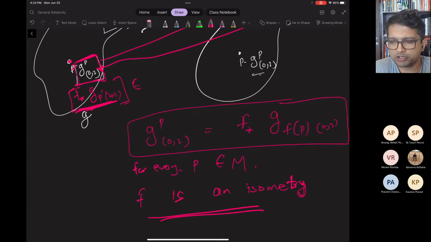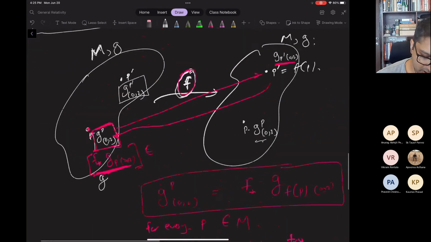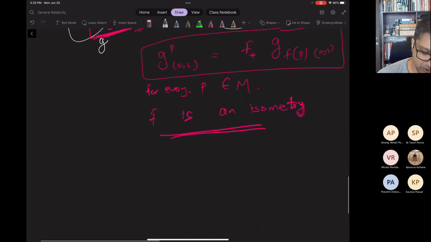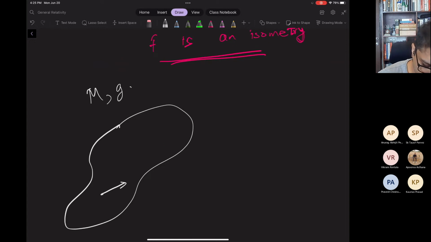What does it mean to have an isometry? Well, we've seen that there's another way of looking at this, which is that instead of pulling back the metric, I could think of pushing forward vectors. So let's imagine that we have the manifold M with the metric G.